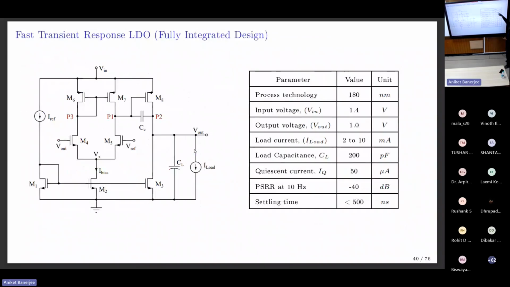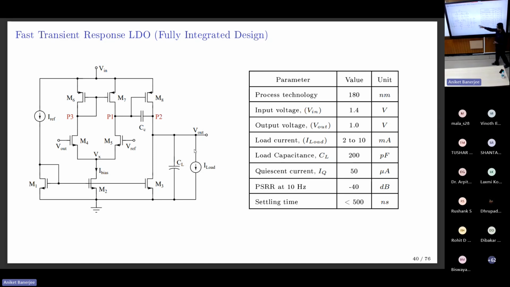Fast and center. So all these specs remain the same. The DC PSRR remains the same. Only the settling time changes from the 6 microseconds we observed in the previous design. Now I want to push it down to a few nanoseconds. This is the fast transient response LDO design.